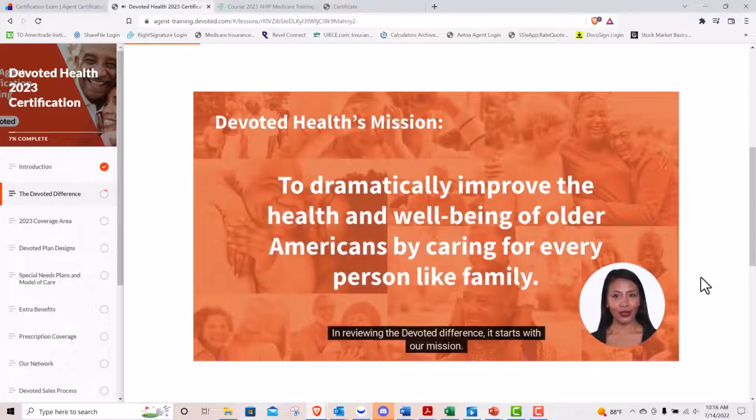Oh, that's In good. reviewing the Devoted difference, it starts with our mission. We started with a simple question. Is healthcare today confusing, expensive, impersonal, really the best we can do? We knew we could do better. So we are here to dramatically improve the health and well-being of older Americans by caring for every person like family.